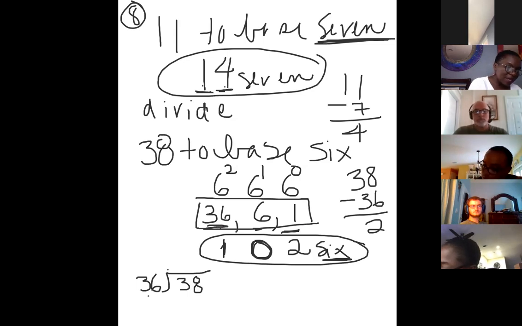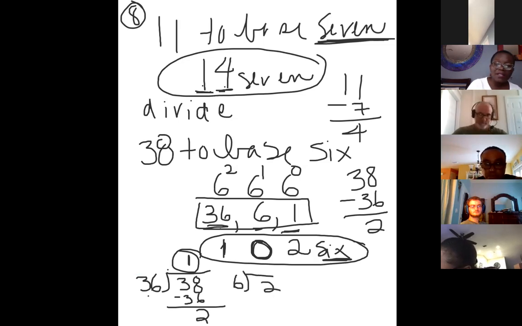36 goes into 38 once. 1 times 36 is 36. We subtract. That leaves us with 2. Now, this means that we need 1 thirty-six. We go down to the next digit. We try to divide 6 into 2. We cannot divide 6 into 2, so this would be 0. 6 cannot go into 2. Then we go down to the last digit, 1. 1 goes into 2, how many times? 2 times. So, guys, here's your answer.